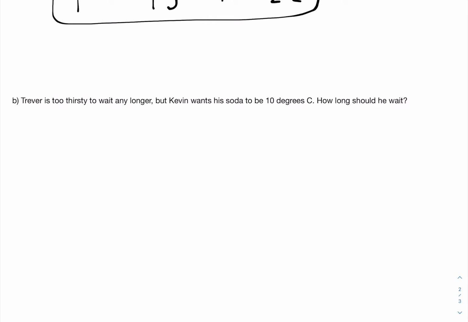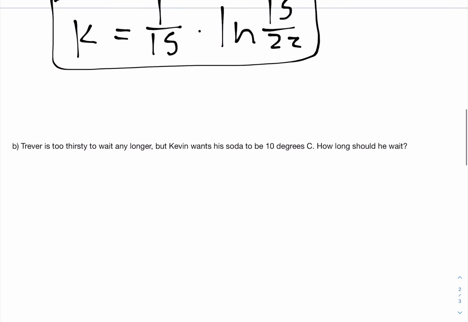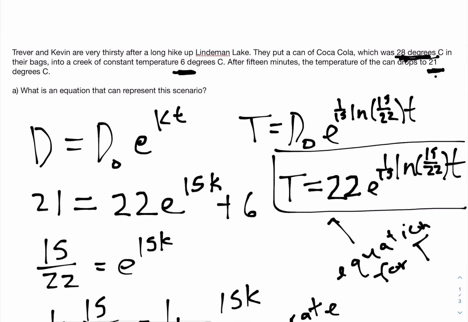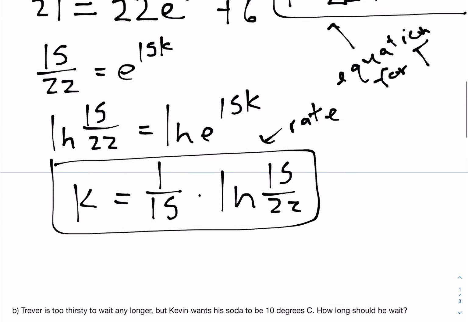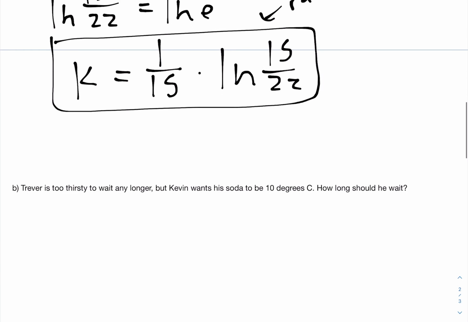So Trevor is too thirsty to wait any longer. Classic Trev. So he's drinking the Coca-Cola right away. But Kevin wants the soda to be 10 degrees Celsius. So remember in the question, it said after 15 minutes the temperature drops to 21. So this is when Trevor drinks his. But Kevin says, I don't want it to be 21. I want it to be 10 degrees Celsius. Even though I'm thirsty, I want it to be even colder. So we're going to figure out how long he has to wait.